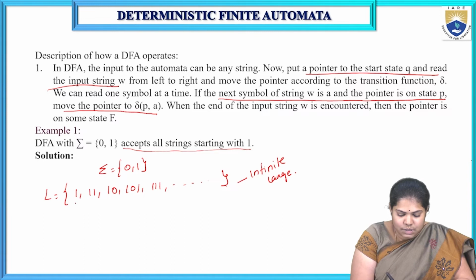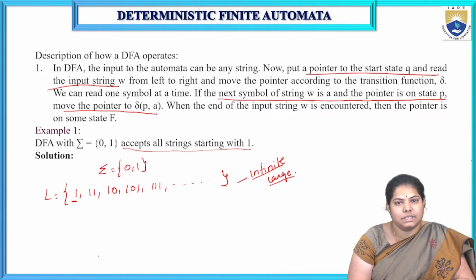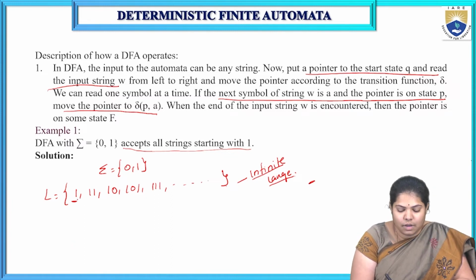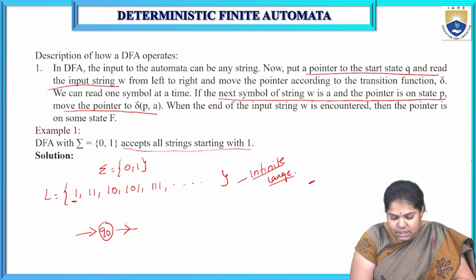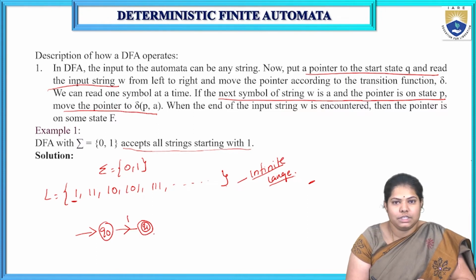So in that way we have to construct the transition diagram, right? First, if the language is an infinite language, we have to take the smallest string. If the language is a finite language, we need to take the maximum length string. So here, what is the smallest length string? 1. So I write Q0, and on seeing 1, I reach the final state called Q1. Right? So is this a DFA? No, this is not a DFA, because each and every state should contain all the input symbols exactly once.